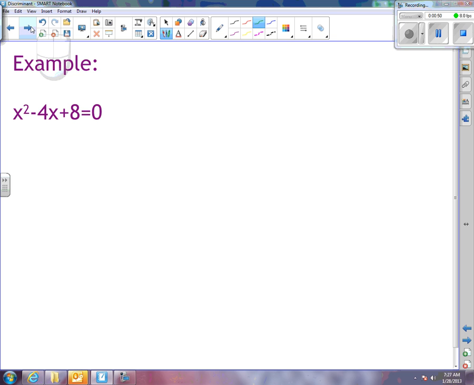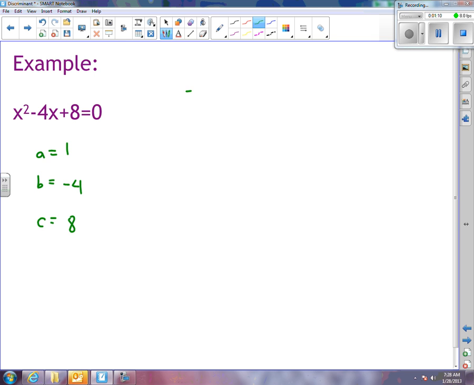So here is a quadratic equation. The first thing that you want to do when you're solving it with the quadratic formula is to identify the a, the b, and the c, which I'm sure you already know. So the a is 1, the b is negative 4, and the c is 8. So if you want to go through the entire equation, you can. Let's do that for the first example.